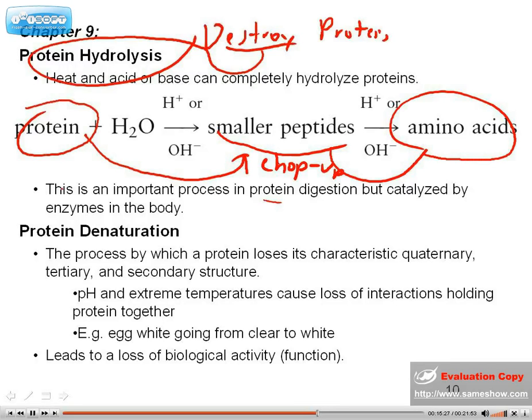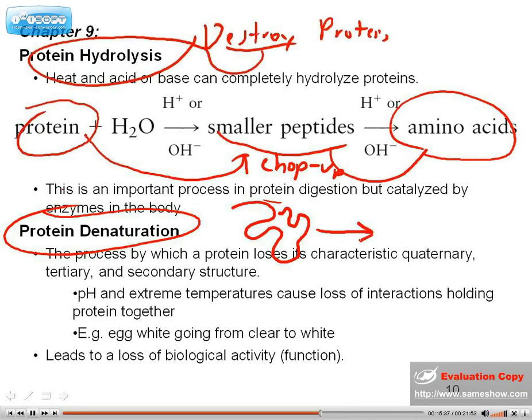The other way to break up proteins is protein denaturation. Basically what's happening is we're not chopping up the protein itself, we're simply disrupting the side chain intermolecular forces. So that way it becomes really loose with no actual tertiary structure.